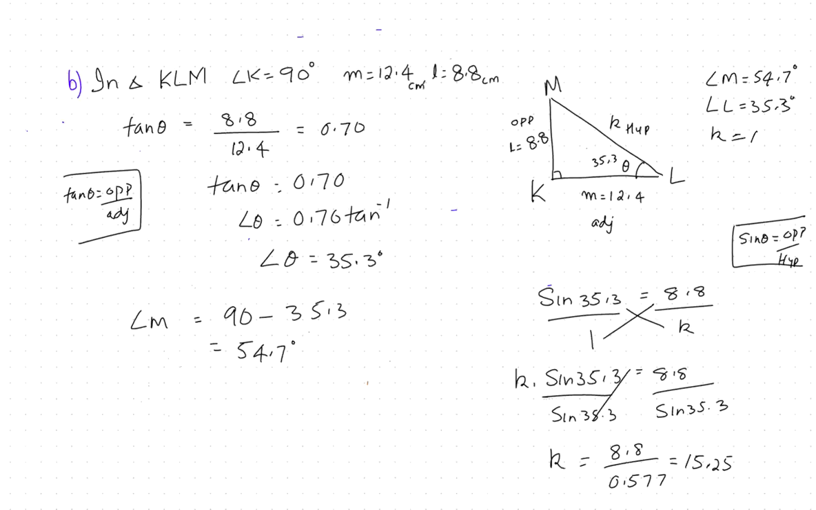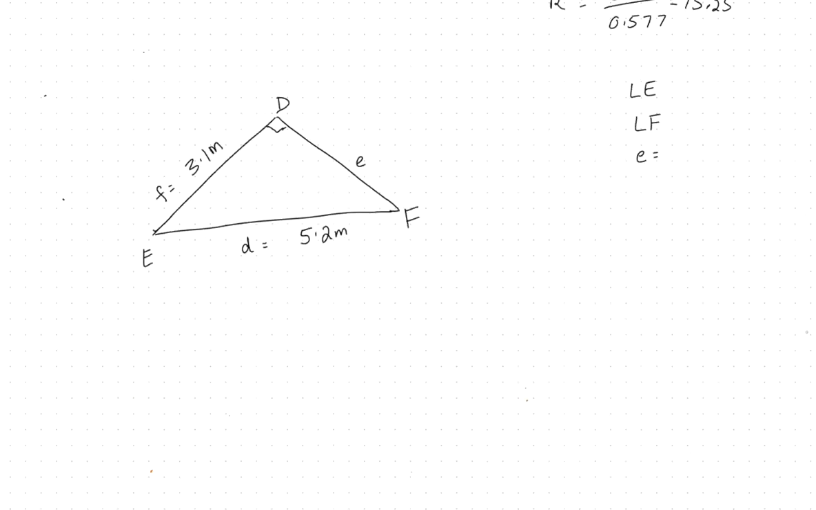centimeter. So this triangle is solved. We know the three sides and three angles. Okay, one more question we'll do. In this triangle, angle D is 90 degrees and we don't know E and F.